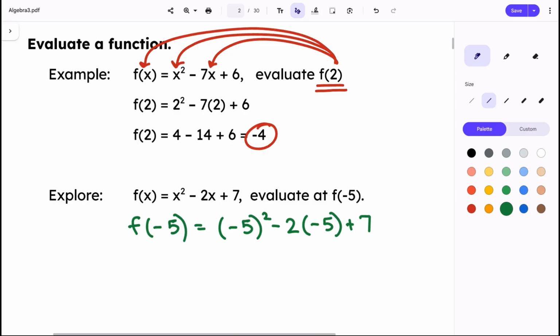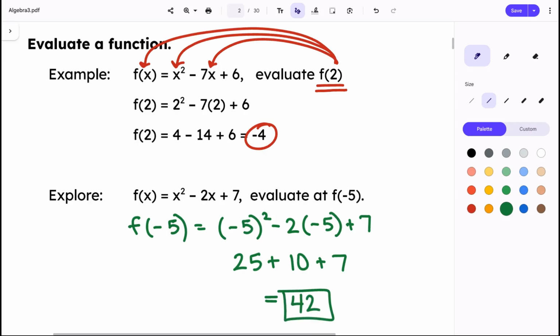Okay, so that's what I would have plugged it in as. So that's what it looks like here. Then I would have just started to simplify this. So it should have been 25 plus 10 plus 7. What'd you guys get? 42.